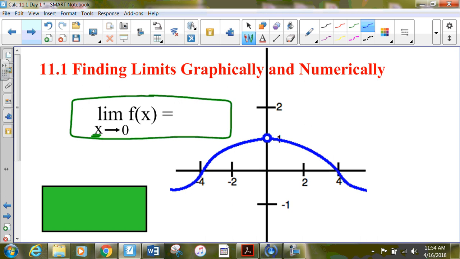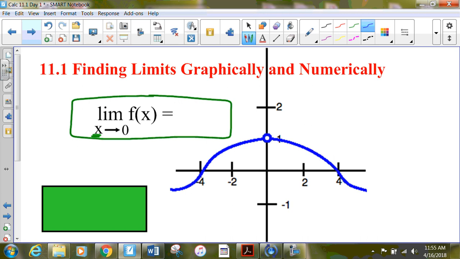So another phrase to drop in instead of saying the limit of f of x as x approaches 0, you can say, hey, what's going on with this function as x is approaching 0? So we're going to look at x approaching 0 from two sides. Let's look at it first from the right side.